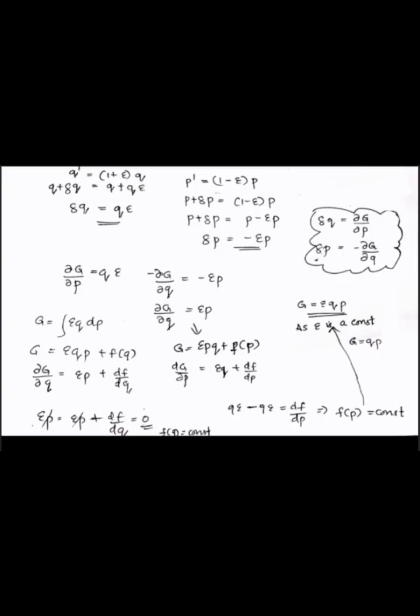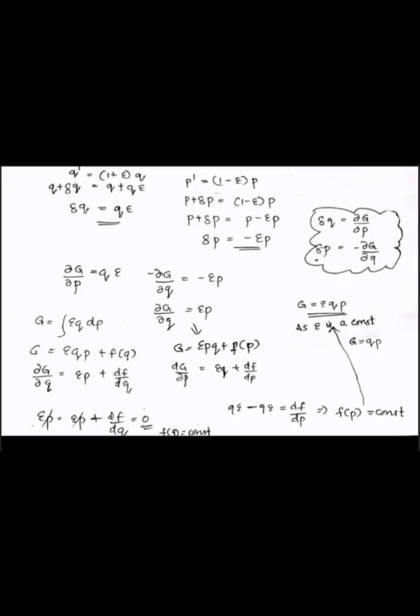And we know that delta q is equal to dou g by dou p, and delta p is equal to minus dou g by dou q, where g is the generator. So substituting these into this equation, we can rewrite it as dou g by dou p is equal to q epsilon, and minus dou g by dou q is equal to minus epsilon p. That is dou g by dou q is equal to epsilon p. Integrating this, we get g is equal to epsilon pq plus f of p.